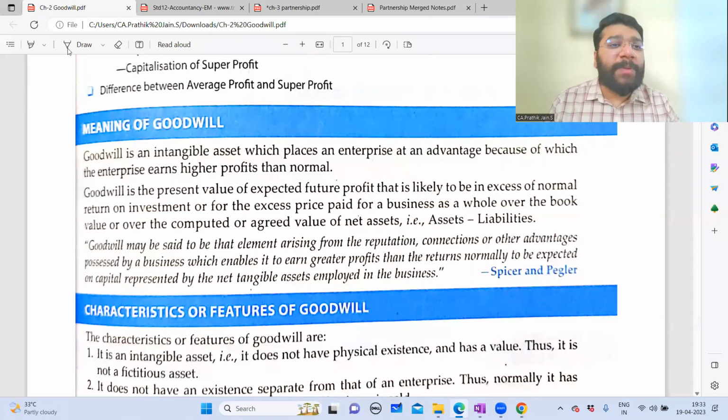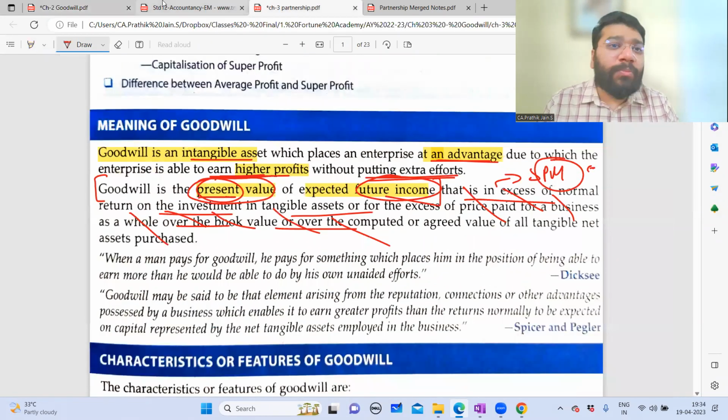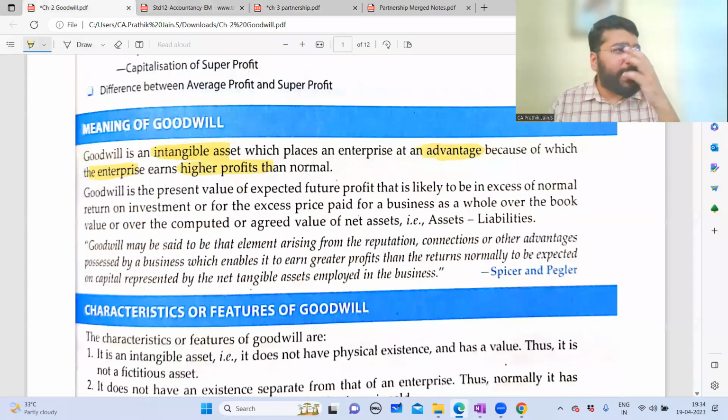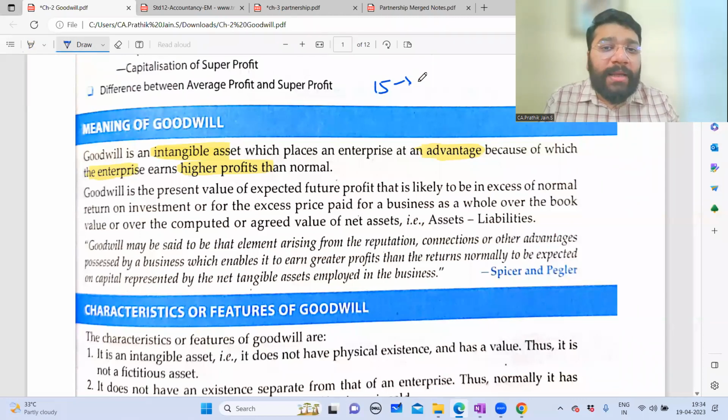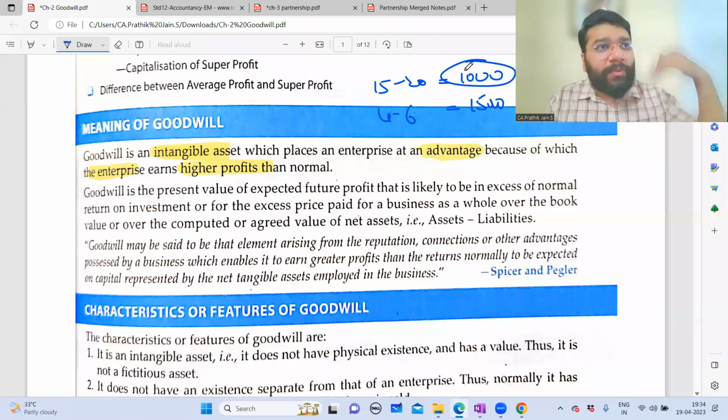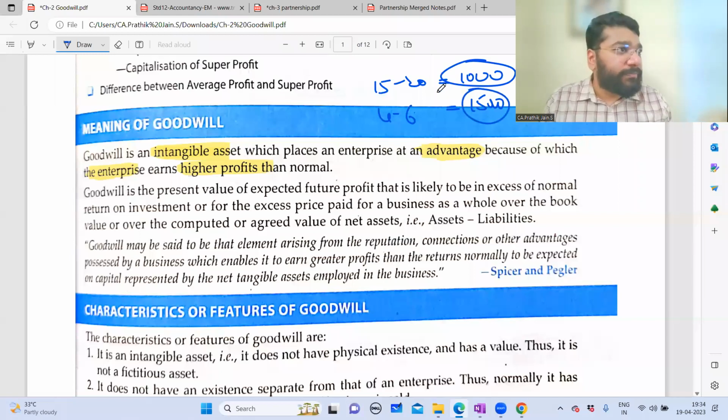Okay. Goodwill, as per your existing book, is an intangible asset which places an enterprise in advantage, because of which the enterprise earns higher profit without putting extra efforts. It's fine. At the end of the day, the meaning is the same. So today you're earning higher profits than what you were earning. Same example: earlier you were spending 15 to 20 hours and earning profits from 1,000 customers. Today you are spending 4 to 6 hours and earning profits from 15,000 customers. So earlier we were earning normal profits. Now we are earning good profits. Meaning is the same, wordings are different. Emotion is still the same.